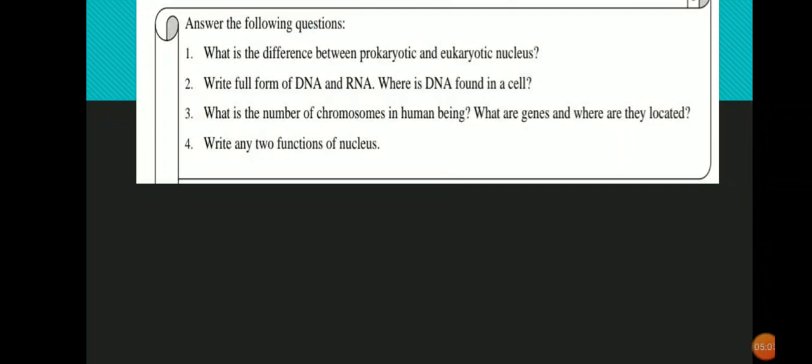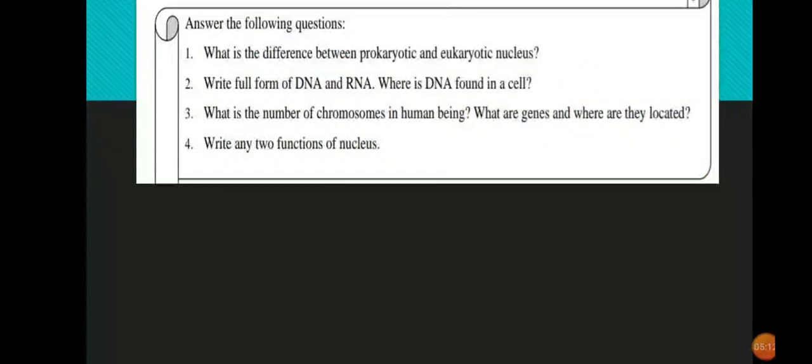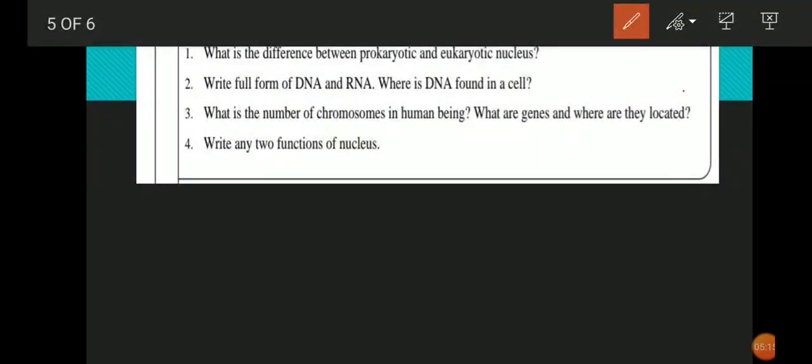So now we come to the question answers. What is the difference between prokaryotic and eukaryotic nucleus? Prokaryotes don't have a true nucleus. They have a nucleus without nuclear envelope, and it is known as nucleoid. Eukaryotes have a true nucleus which has nucleolus inside and a nuclear envelope outside, and it is the true nucleus.